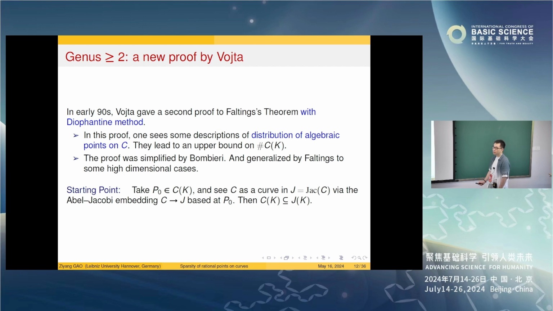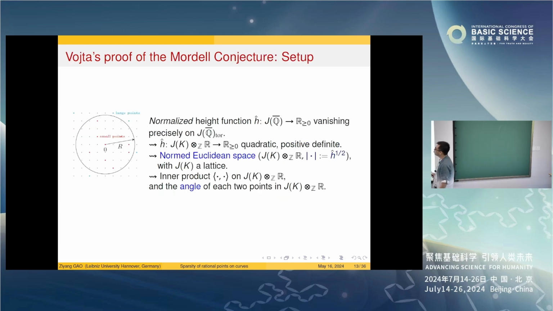This is J(K). It's larger a priori, but it has an extra structure. It is a finitely generated abelian group. So it has more structure, and we have more tools to study it. And here is the tool that we're going to use. It's called a normalized height function on the Jacobian. Here is the picture.